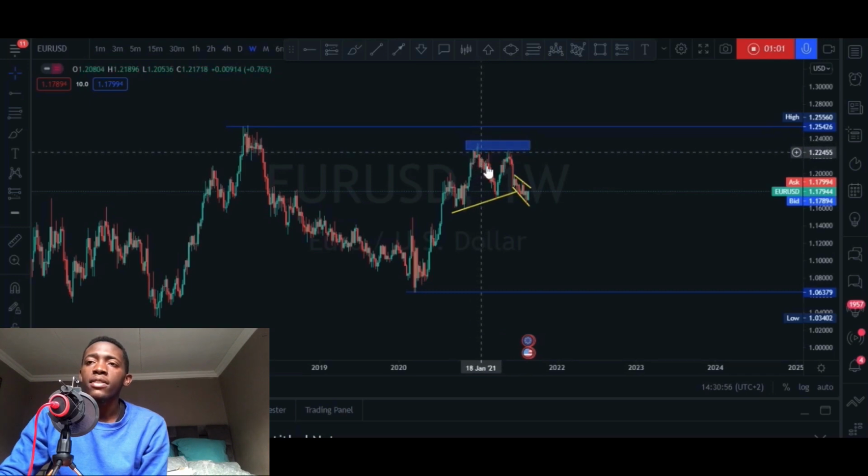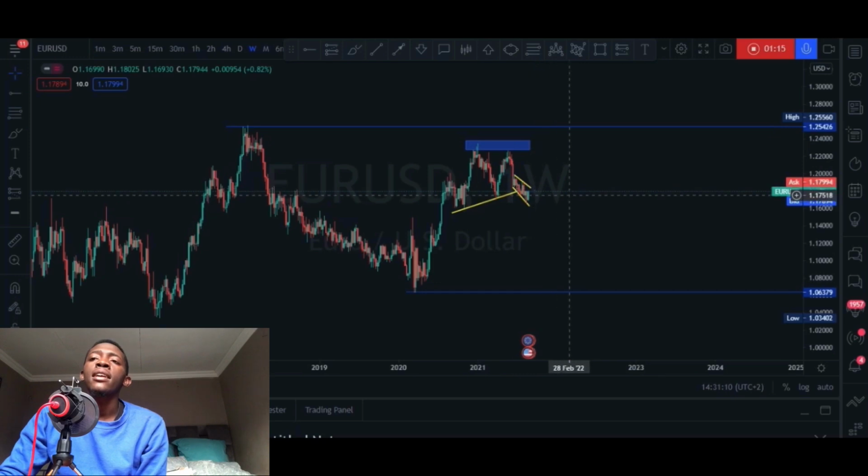We have this first high here, this move to the downside, and then price came back to the same area to create another high, which created a double top. So right now we are at the neckline of the double top. So this is where things are going to happen. Price is either going to decide to fall or go back up, because this is a very important area.